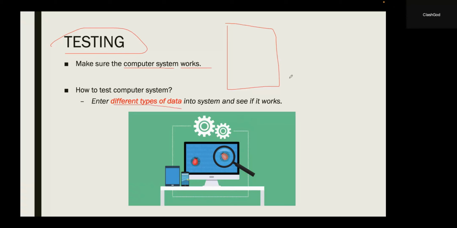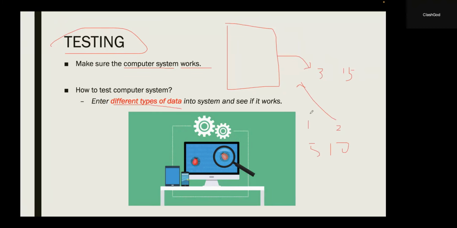For example, if we have a computer system that adds together 2 numbers, right? Then we can pass 2 numbers into it, 1 and 2, and see if the computer program will give us the result of 3. Then we can pass maybe 5 and 10 inside and see if the result is 15. This is essentially what is happening in the testing stage.